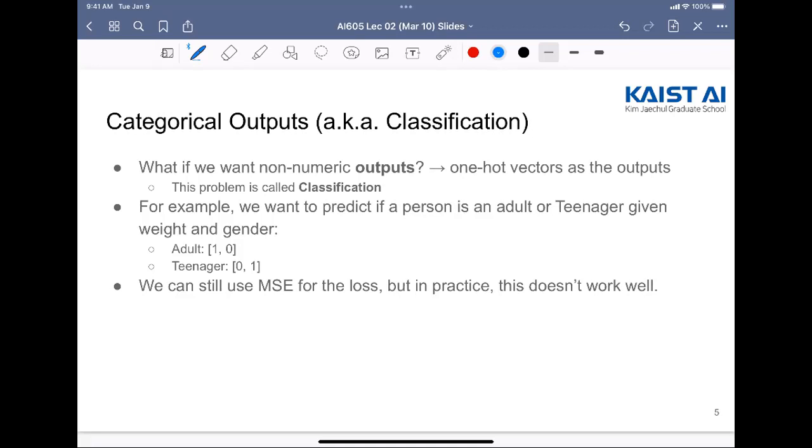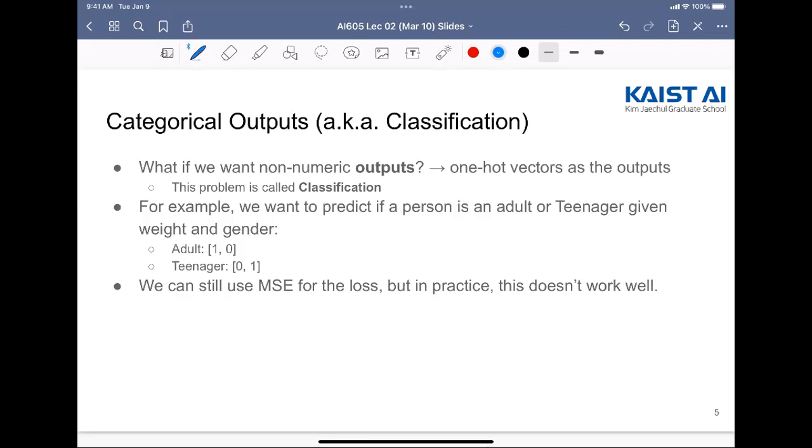Yep. So, in fact, the way we approach this is very similar. We want non-numeric outputs. Then okay, we can also try to predict a one-hot vector as the output, and this problem is called classification.